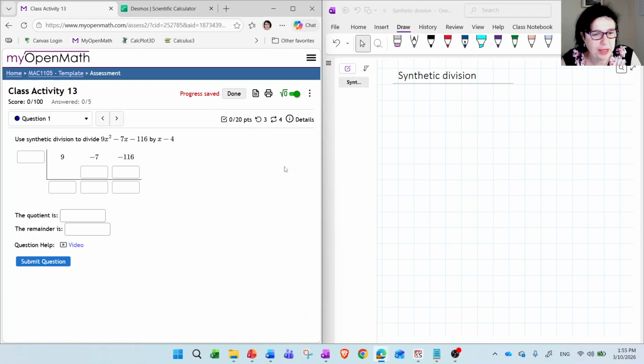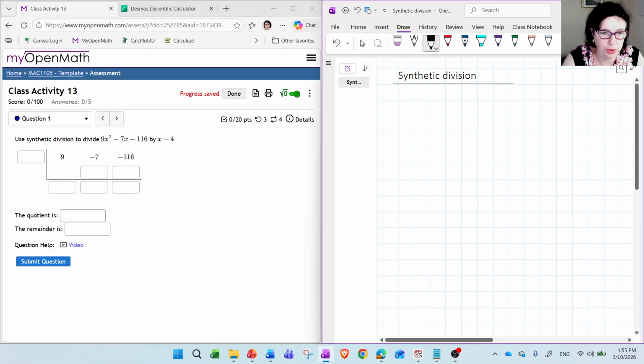All right, let's take a look at the method that is used to divide a polynomial by something that is easy, like x minus number or x plus number. Synthetic division is a great way to do that. It's a lot easier than long division. Let me show you how to do it.